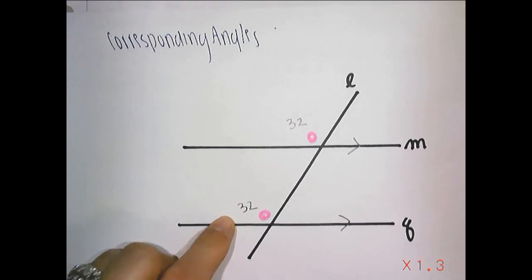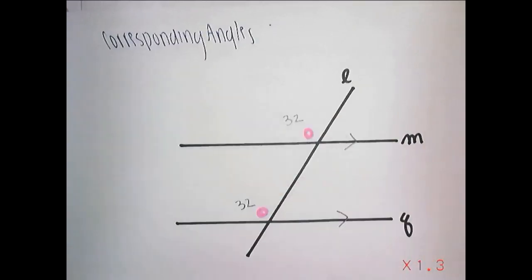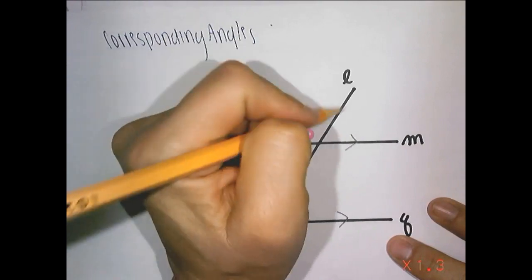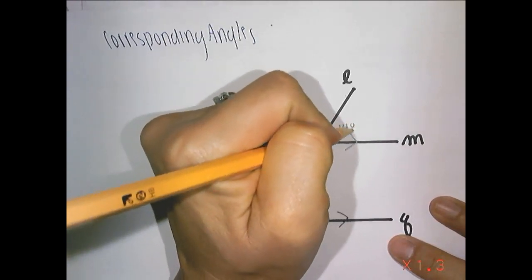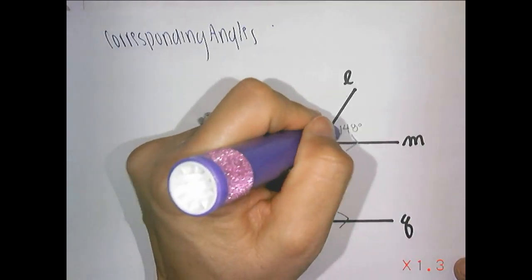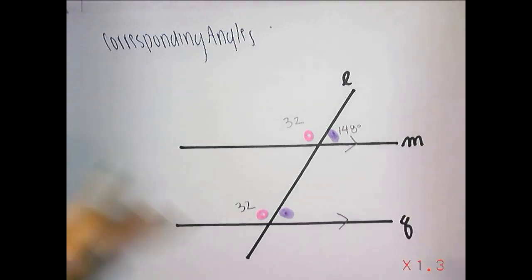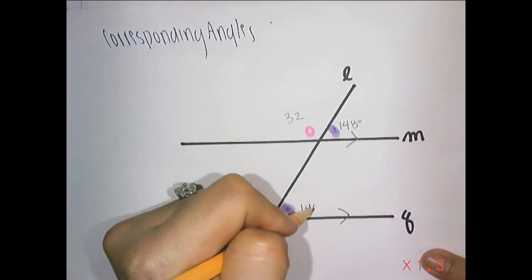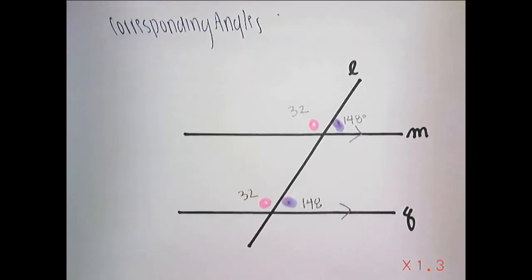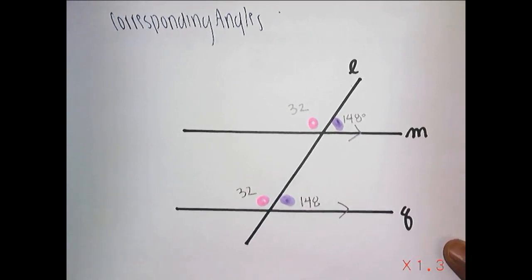All right, and then you could also figure out this one, because it lies on a straight line. It would be 180 minus 32, which would give you 148 degrees. And then, since this angle corresponds with this angle, you would also know that this angle was 148 degrees. So that's the corresponding angles theorem.